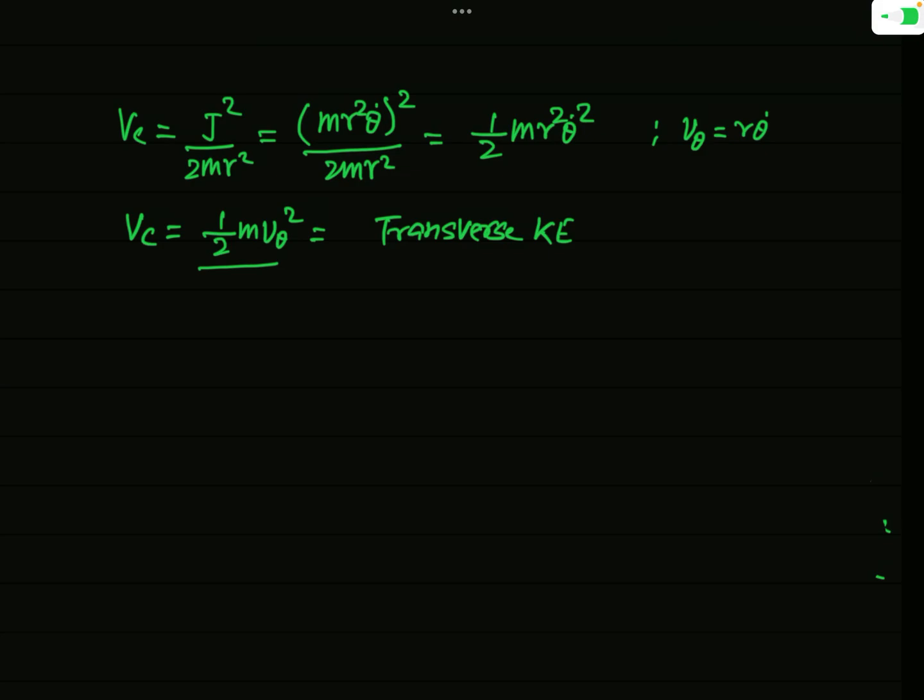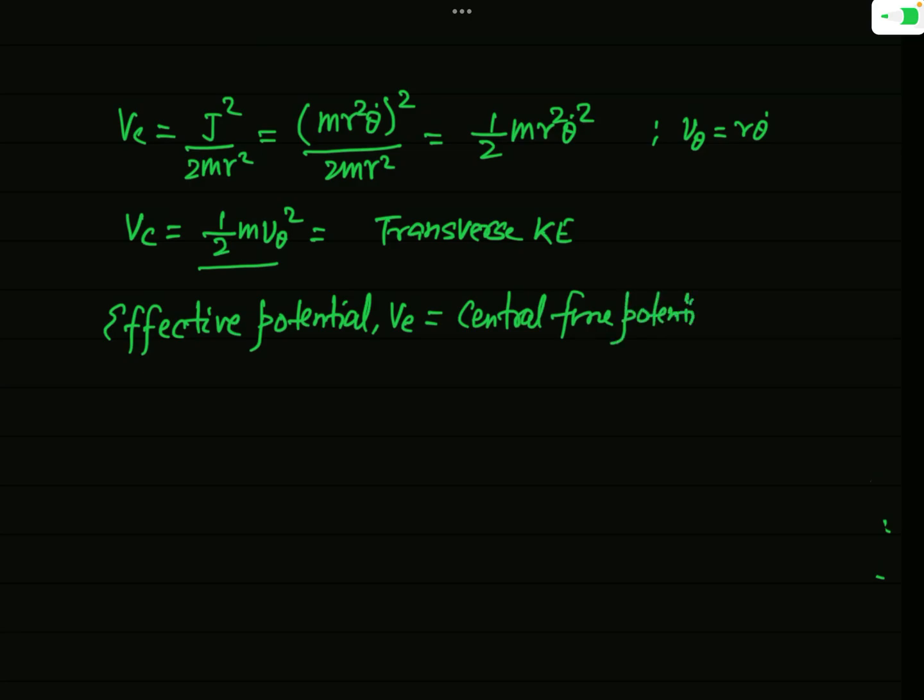But for convenience, as I have told you, we say that this term is a potential energy. In real sense, this is a kinetic energy term. So for convenience, we will introduce a new term called effective potential, or effective potential energy. That effective potential is denoted by the symbol VE, and this VE will be equal to the central force potential V plus the centrifugal force potential.